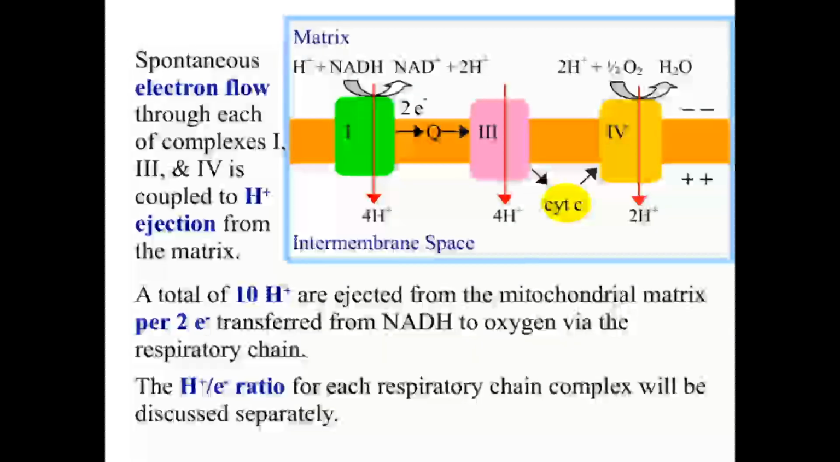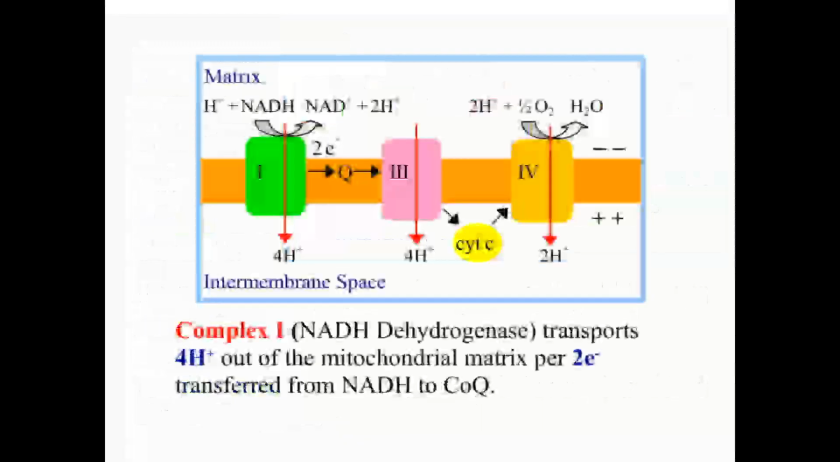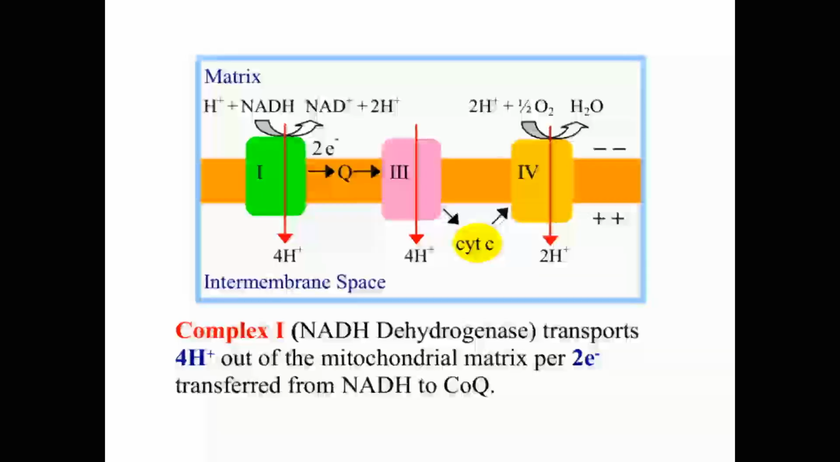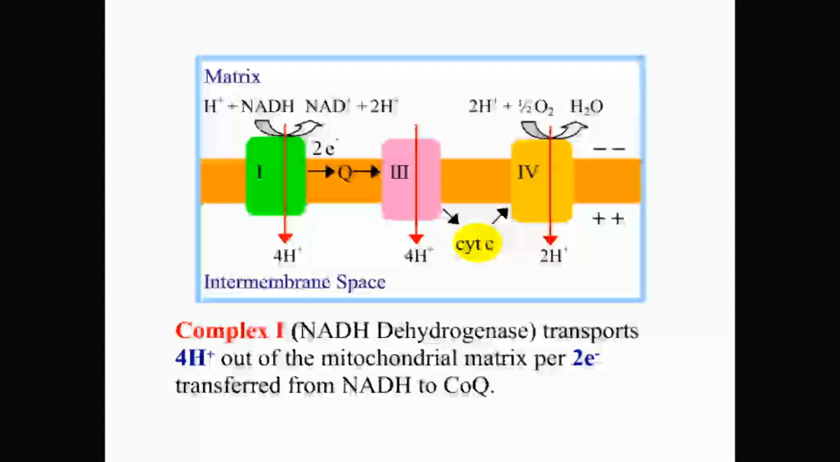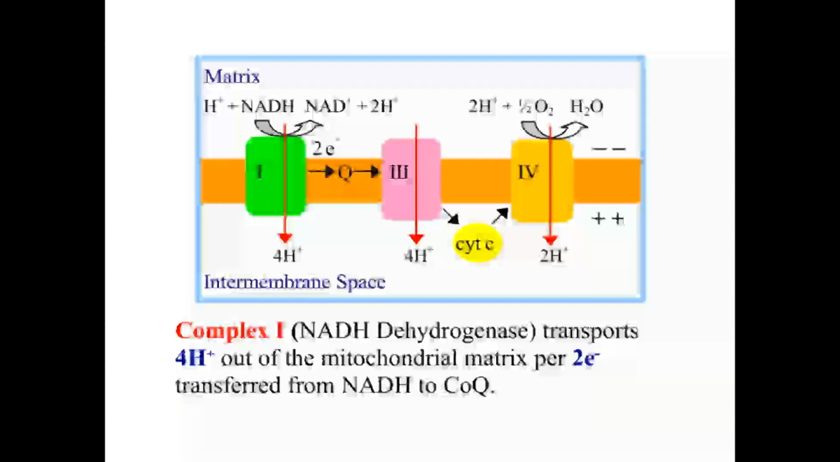Let's take a closer look at complex I, also known as NADH dehydrogenase. This enzyme plays a crucial role in the electron transport chain. When NADH donates 2 electrons to complex I, it facilitates the transfer of these electrons to CoQ, or ubiquinone. An important point here is that for every 2 electrons transferred, complex I pumps out 4 protons, or H+ ions, from the mitochondrial matrix into the intermembrane space.